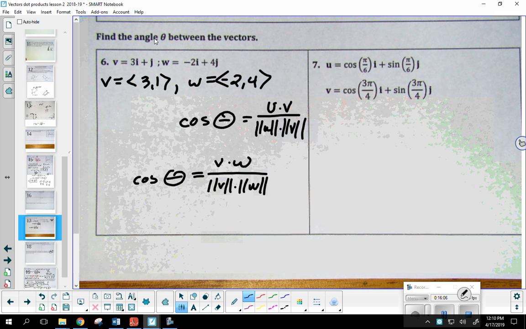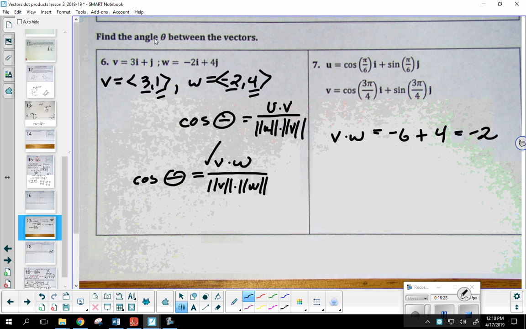Okay, so let's go ahead and figure out what the dot product is. So v times w. Well, let's see. 3 times -2 is -6. 1 times 4 is 4, and then I'm going to add them up, so I get -2. Okay, so I've got the dot product so far.